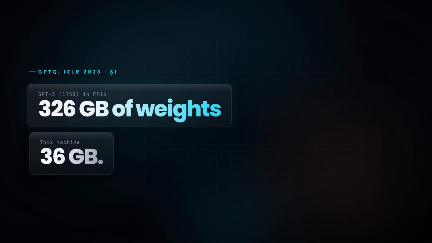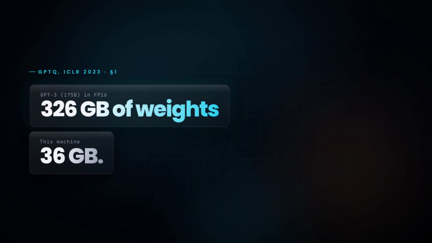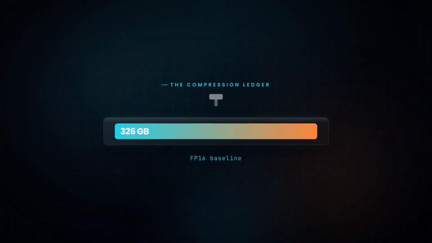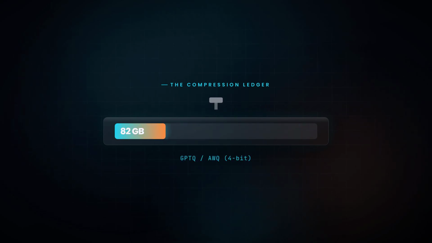The weights of a GPT-3 class model, stored the normal way, are 326 gigabytes. That's not disk. That's how much memory you need just to hold the thing. My laptop has 36. So, over the next 20 minutes, I want to walk you through how the open source world pulled this off. The 4 or 5 papers that actually made it possible, with the real numbers from those papers. Because the story is better than "they compressed it."